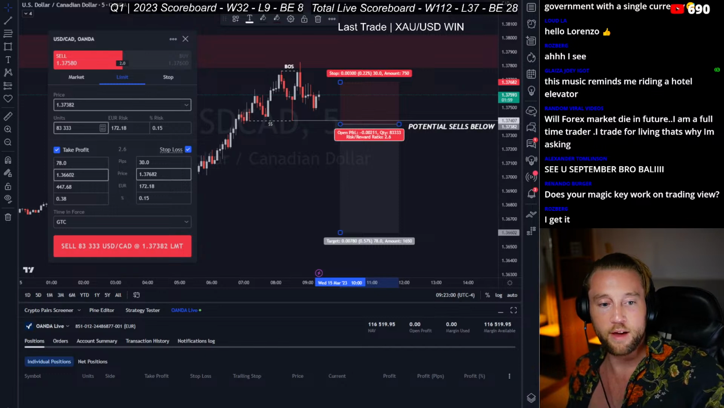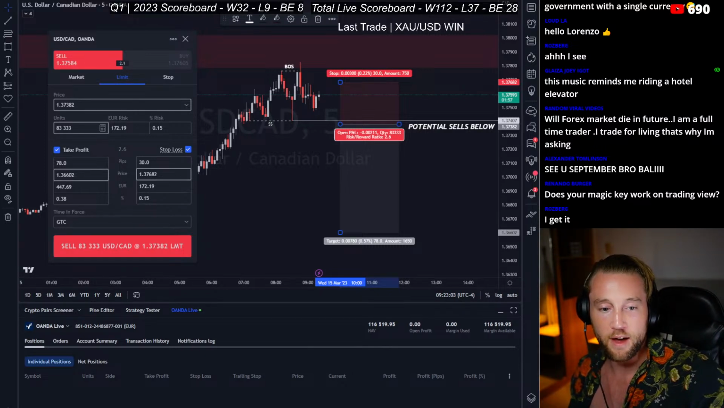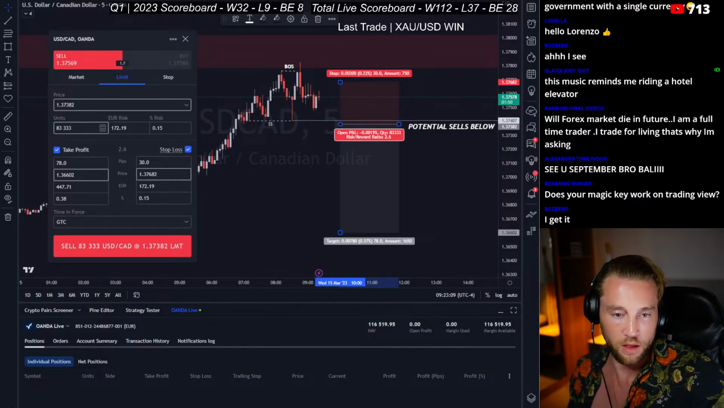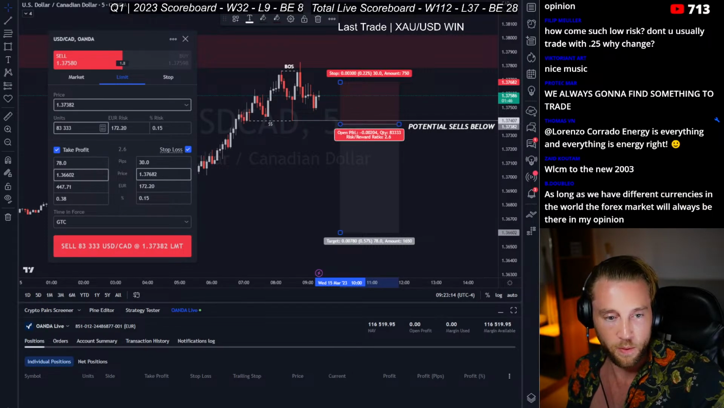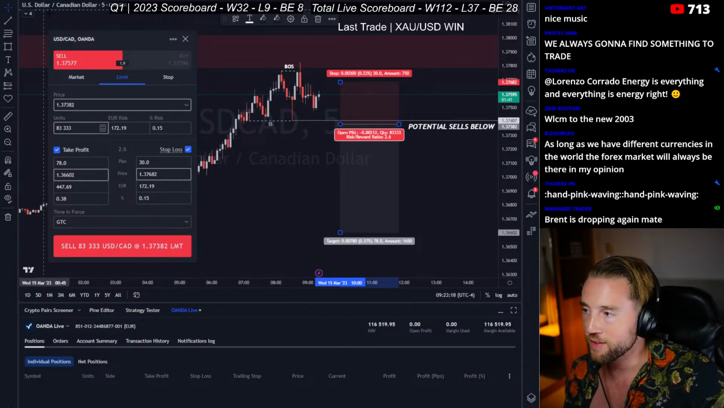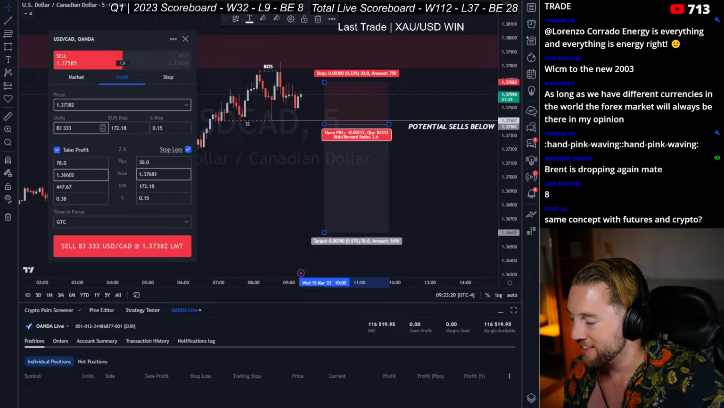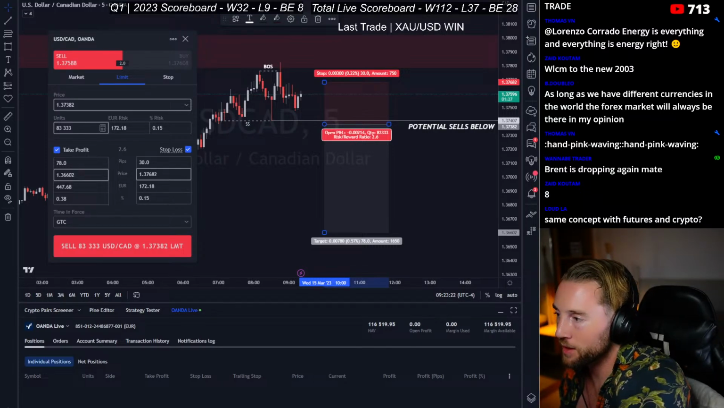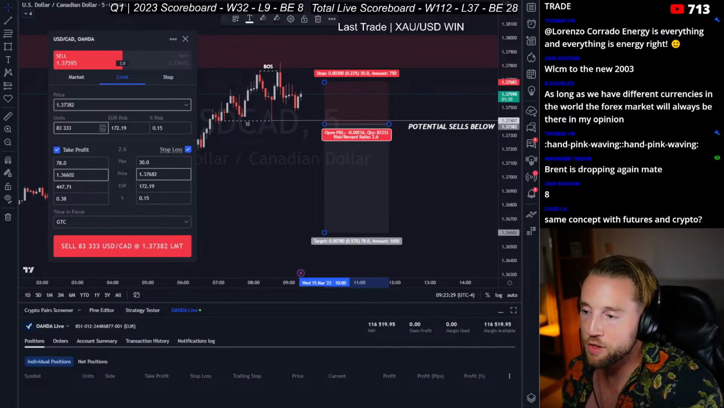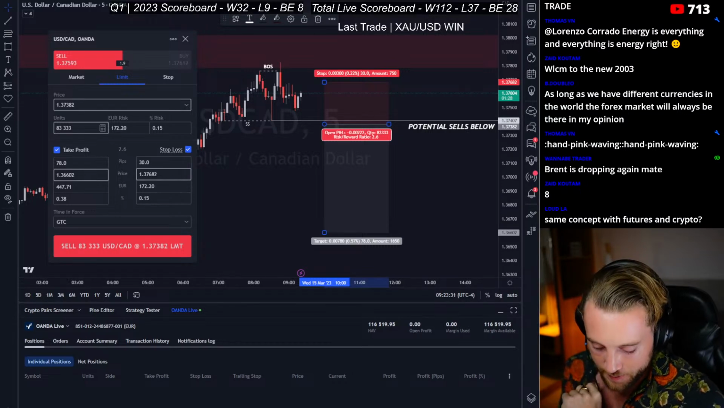How come such low risk? Don't you usually trade with 0.25? I haven't said anything yet, bro. I'm not gonna trade with 0.15 now. No, for sure, 100%. I'm not gonna trade with 0.15% risk when I have stop losses like these. No, definitely not.